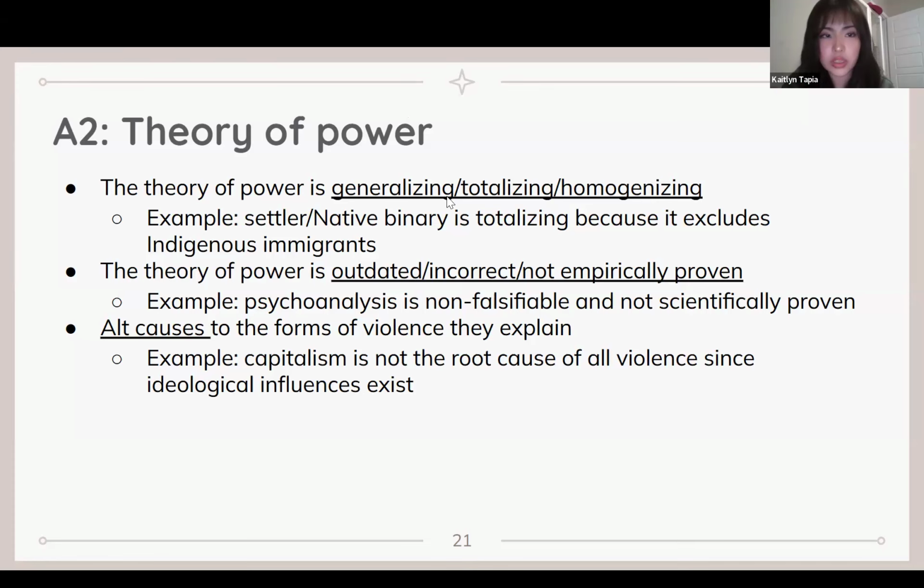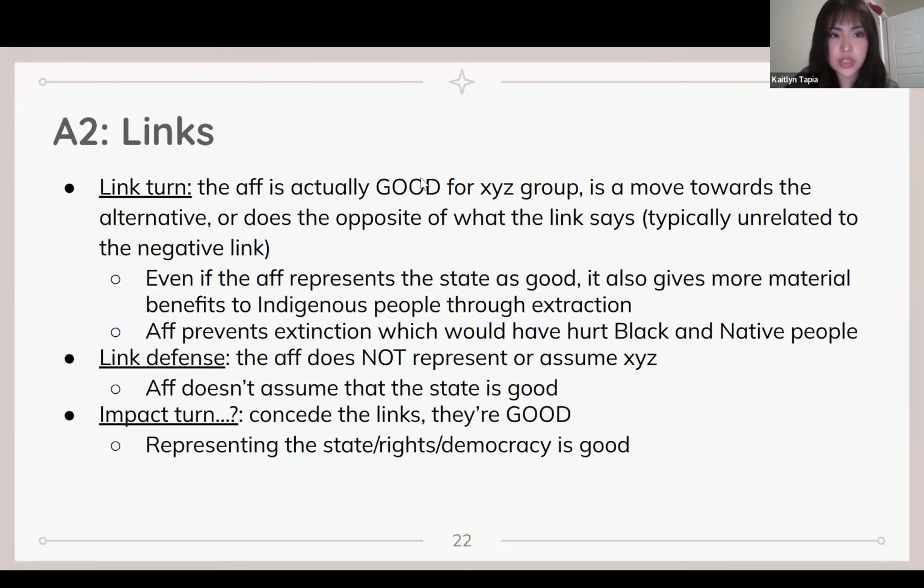Okay, I can go over the answer to links. There's three different types of responses to links. First, it's a link turn, which kind of flips the narrative of the link and says that the AF is actually good for the group of people that the K seeks to protect. It is a move towards the alternative, or that the affirmative does the opposite of what the link says.